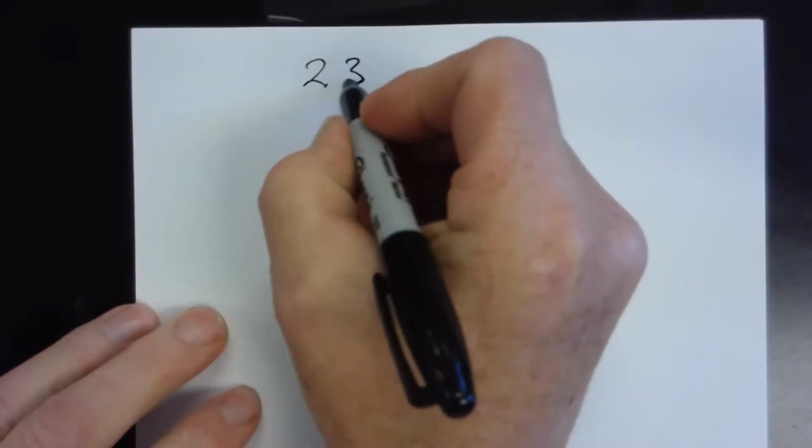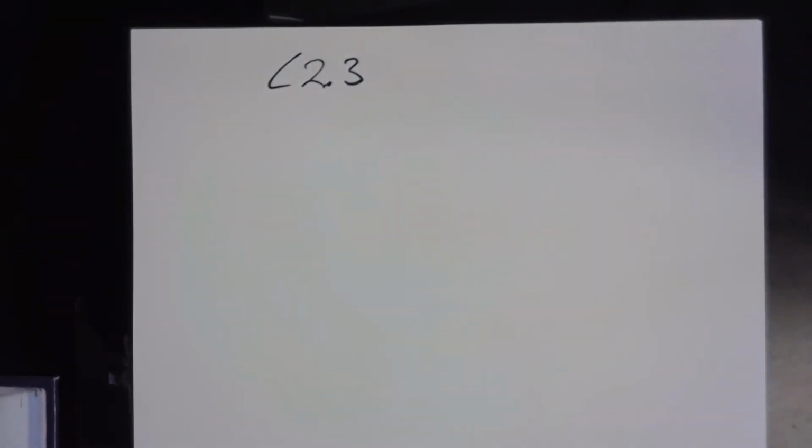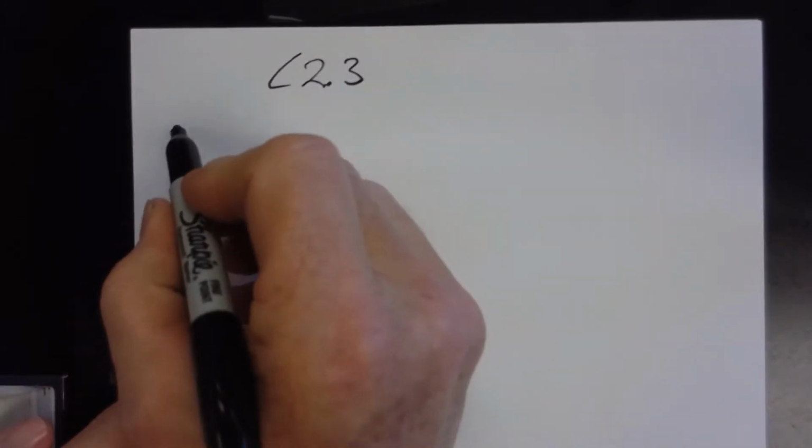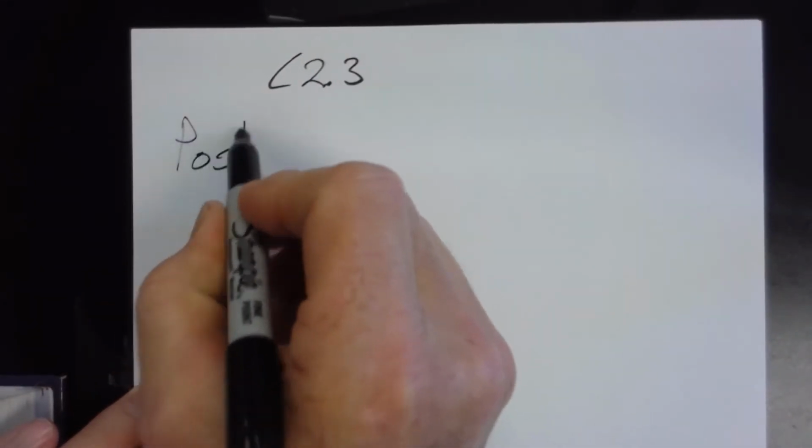So chapter 2.2, 2.3. This is about postulates and diagrams. And these postulates that we're going to be considering first of all are called the postulates of Euclid.